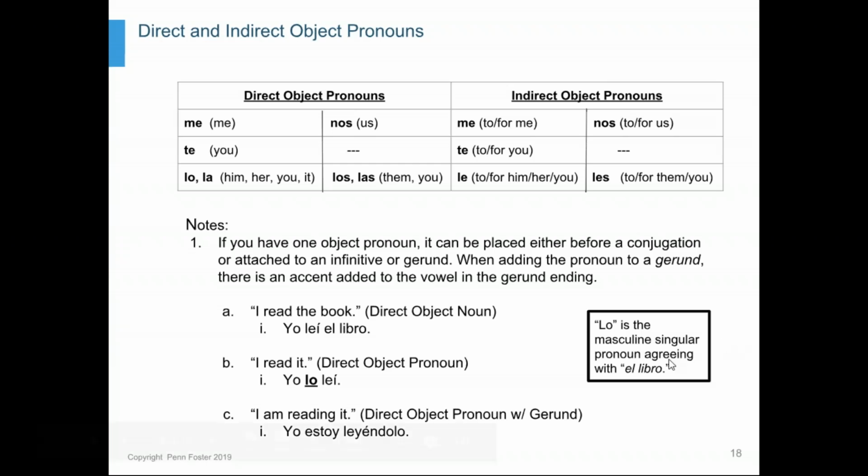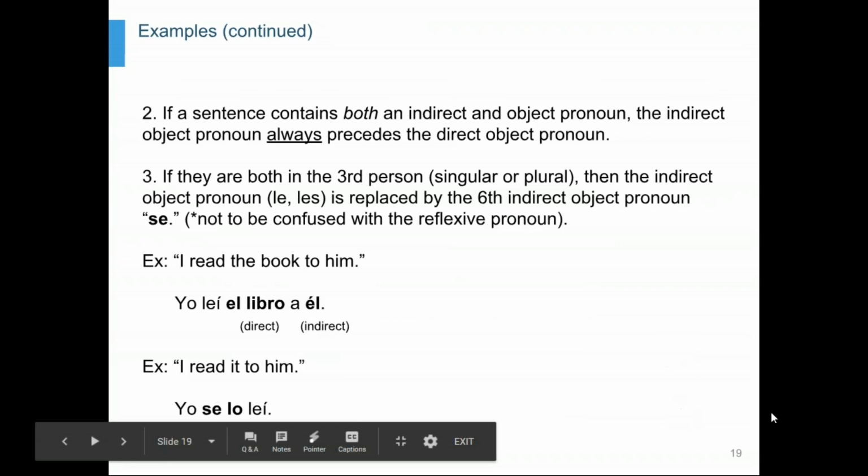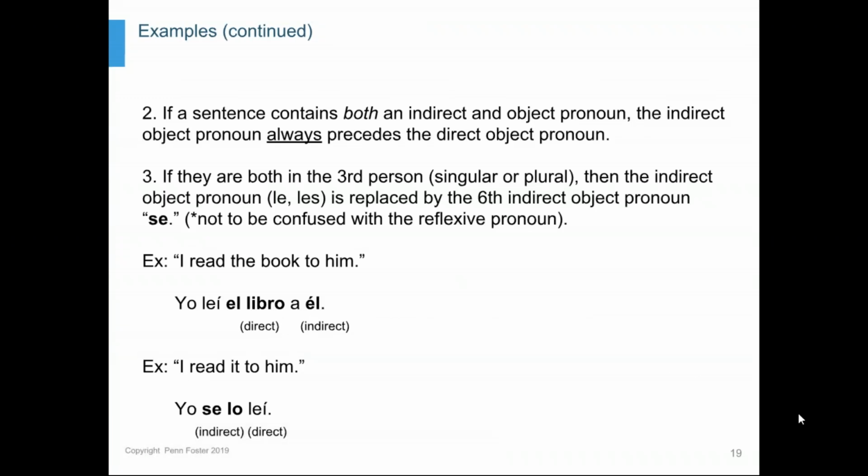Okay, so that would be the first placement rule for object pronouns, and there are a few more. Pronoun placement rule number 2 says if a sentence has both a direct and an indirect object, then the indirect always gets placed before the direct. And you can see that in the example below.